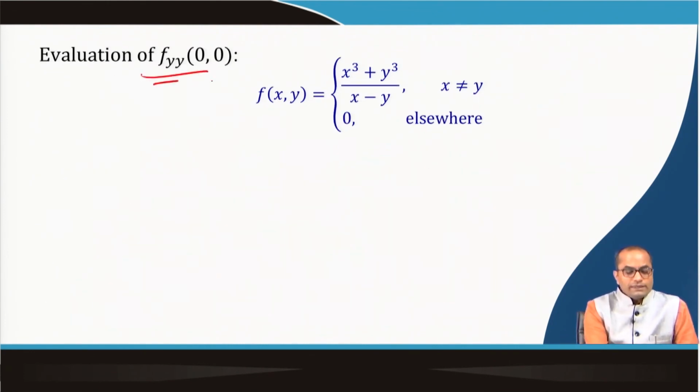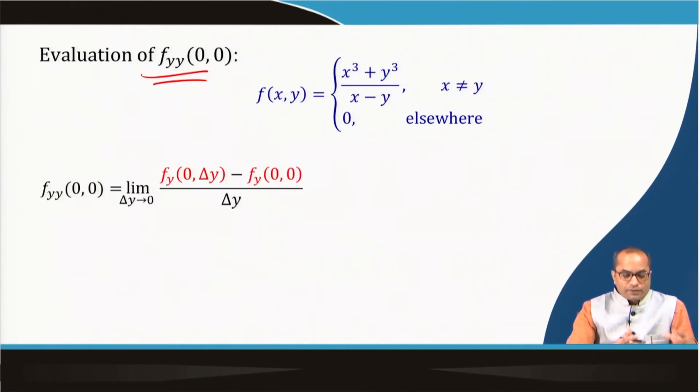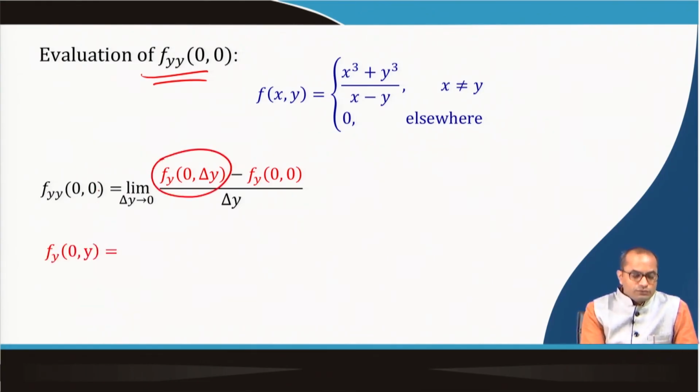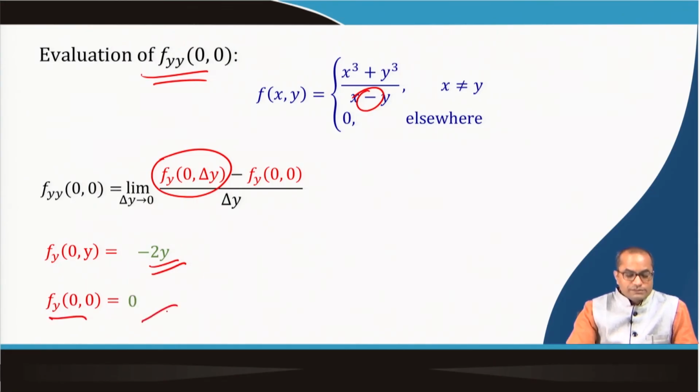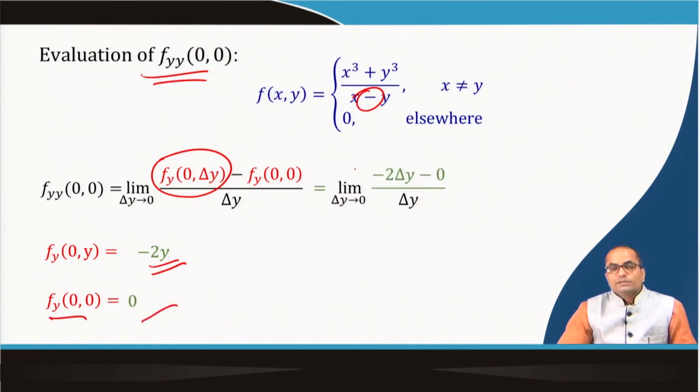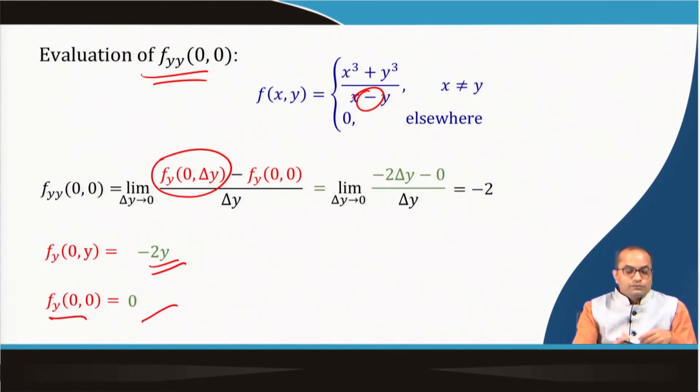Well, similarly, we can also evaluate f_yy at (0, 0), and with the similar arguments as before, in this case f_y(0, delta y) will be like minus 2y, because of this minus sign, that minus 2y will come, and then f_y at (0, 0) will be 0 again, and after substituting into this limit, we will see now this is minus 2. So, we can evaluate f_yy at (0, 0) as well.